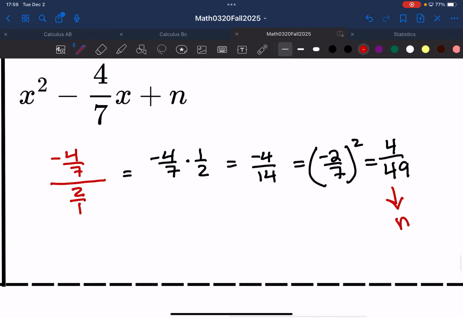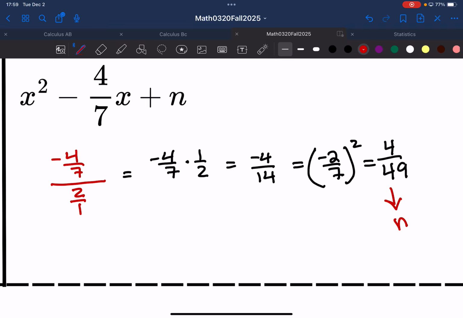Which means if I was writing this and doing the extra step, this would be x plus star, the star is negative 2 over 7. So this is our star. It would be x minus 2 over 7, the whole thing squared. So is n 4 over 49 or just 49? 4 over 49. Yes, let me box that so it goes with it together.